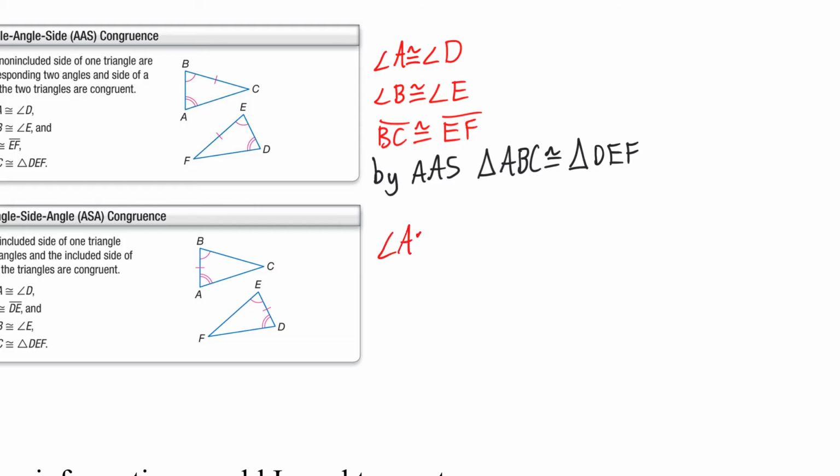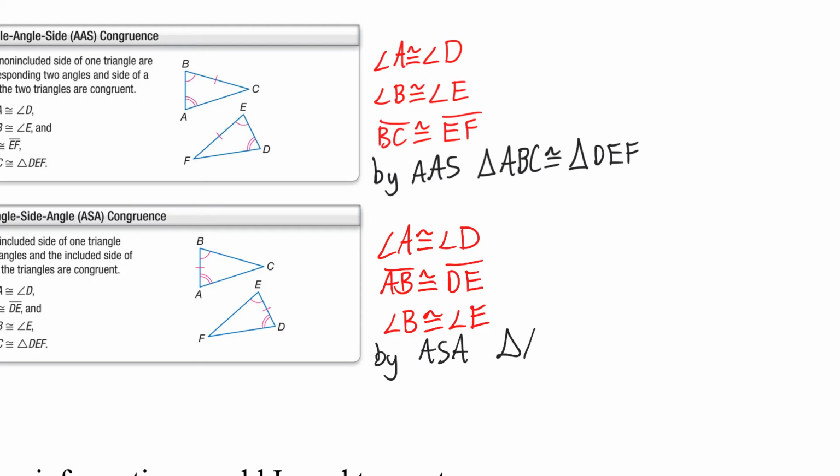Okay, next one. Angle A is congruent to what? Angle D. Side AB is congruent to side DE. And then angle B is congruent to what? Angle E. Okay? So now I can say by angle side angle that triangle ABC is congruent to triangle DEF.